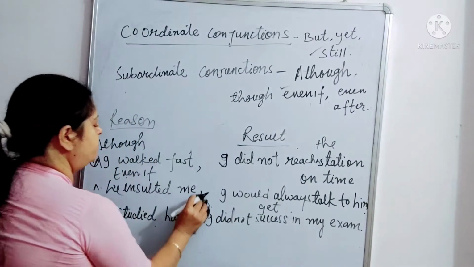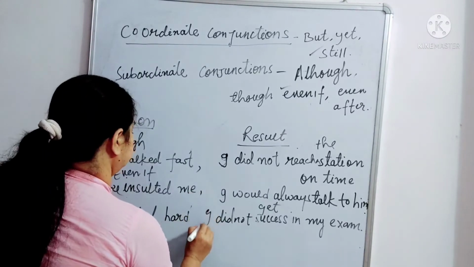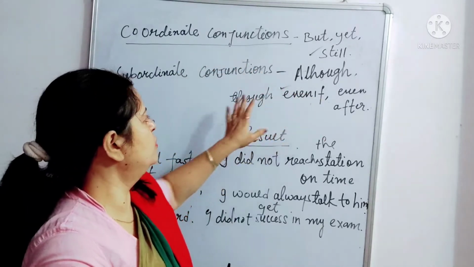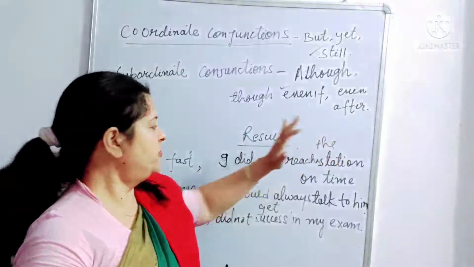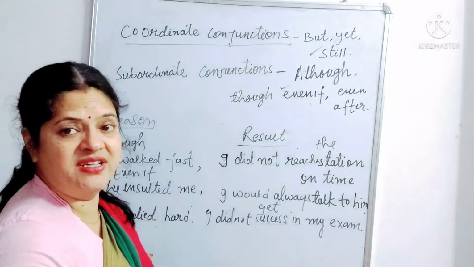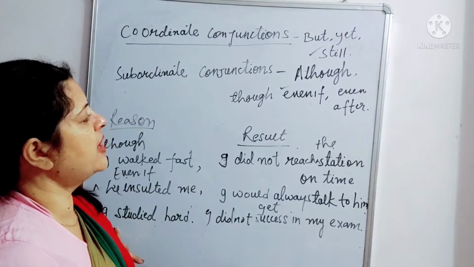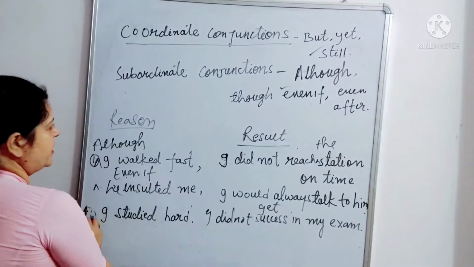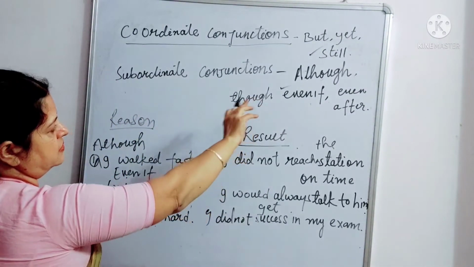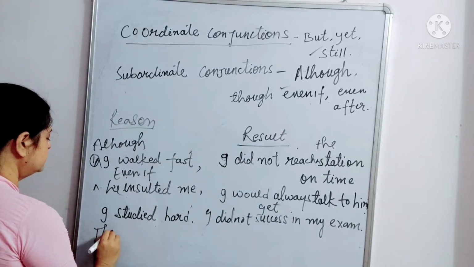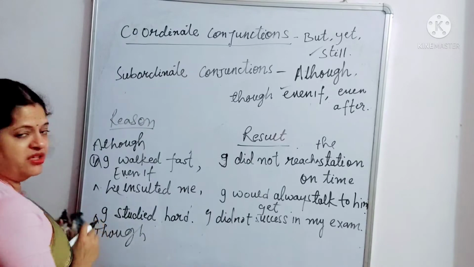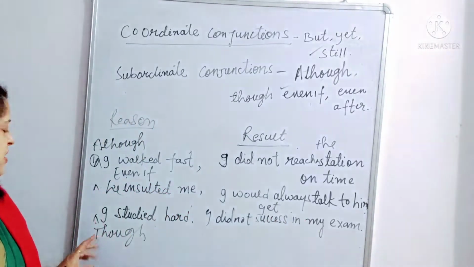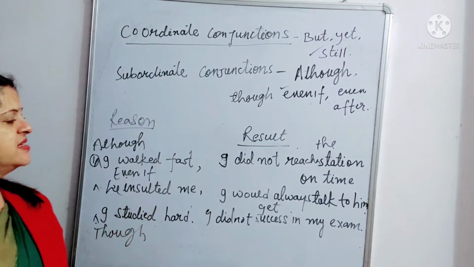But if I put these subordinating conjunctions, although, even after, in front of the sentence which shows reason, it will become a subordinating adverb clause of concession or contrast. So suppose I've taken this conjunction, though. Though I studied hard, I didn't get success in my exam. So though I studied hard, I didn't get success in my exam.